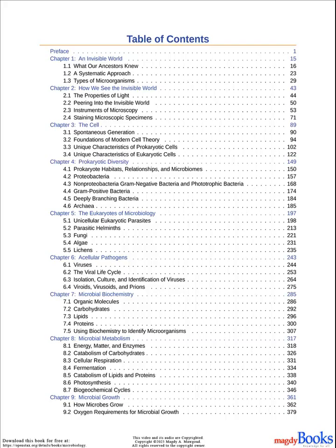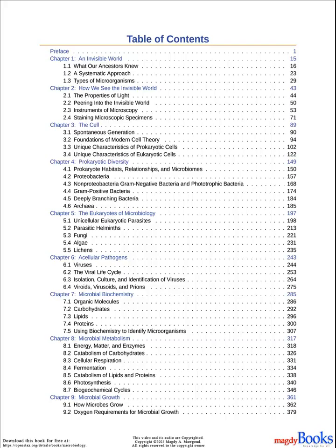Chapter 4. Prokaryotic diversity. 4.1. Prokaryote habitats, relationships, and microbiomes. 4.2. Proteobacteria. 4.3. Non-proteobacteria, gram-negative bacteria and phototrophic bacteria. 4.4. Gram-positive bacteria. 4.5. Deeply branching bacteria.